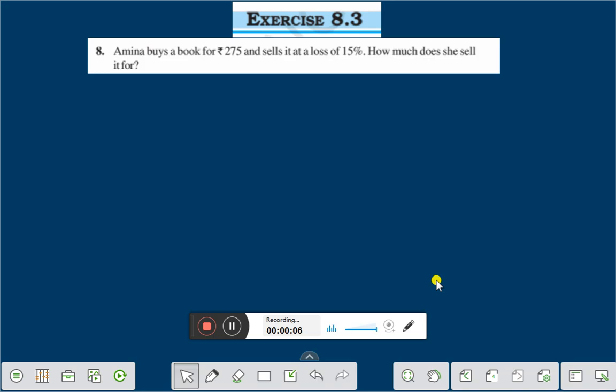Amina buys a book for rupees 275 and sells it at a loss of 15%. How much does she sell it for?